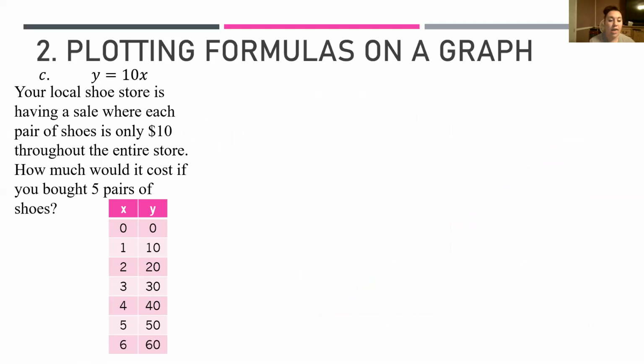Okay, so our x is going to be the number of pairs of shoes you buy, and our y is going to be how much it costs in total. So if you buy 0 shoes, it's not going to cost you anything. If you buy 1 pair of shoes, then it'll cost you $10. 2 pairs of shoes, $20. 3 pairs, $30. 4 pairs, $40. 5 pairs, $50. 6 pairs, $60. So now this is what our graph would look like if we made it according to that table.